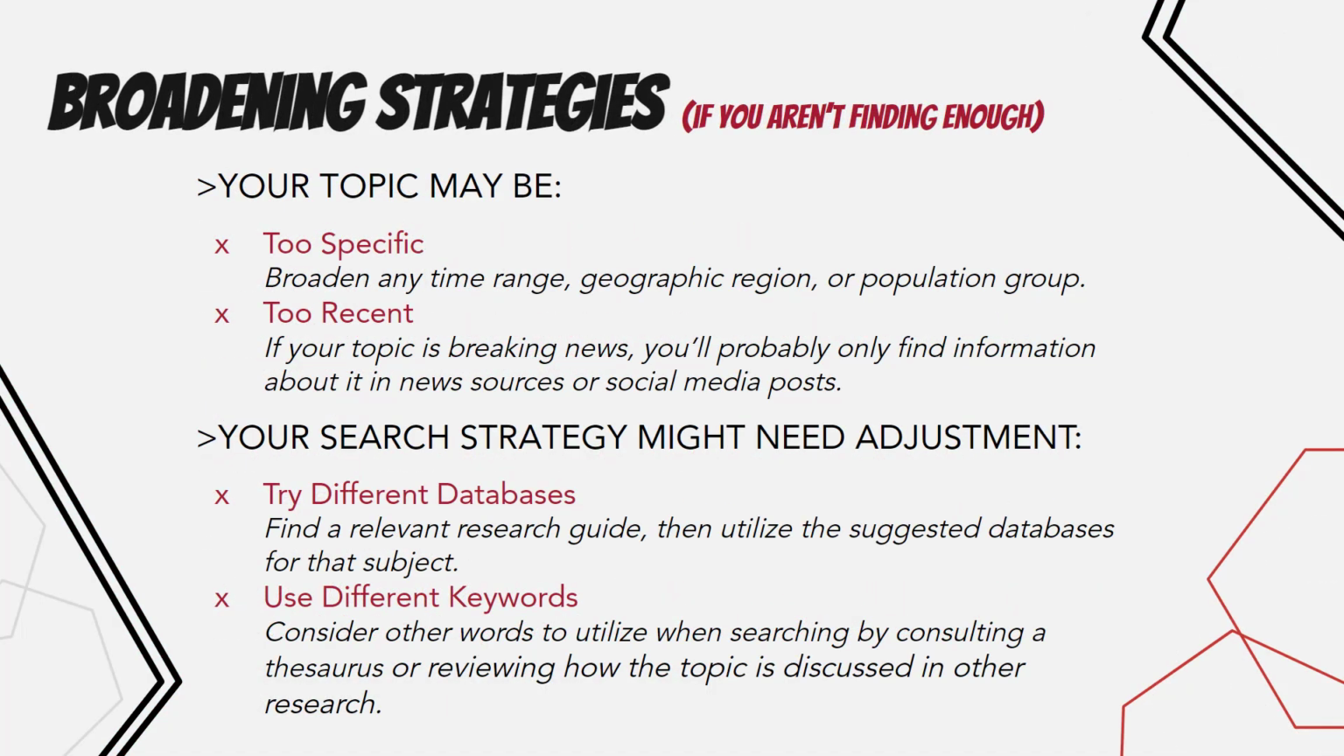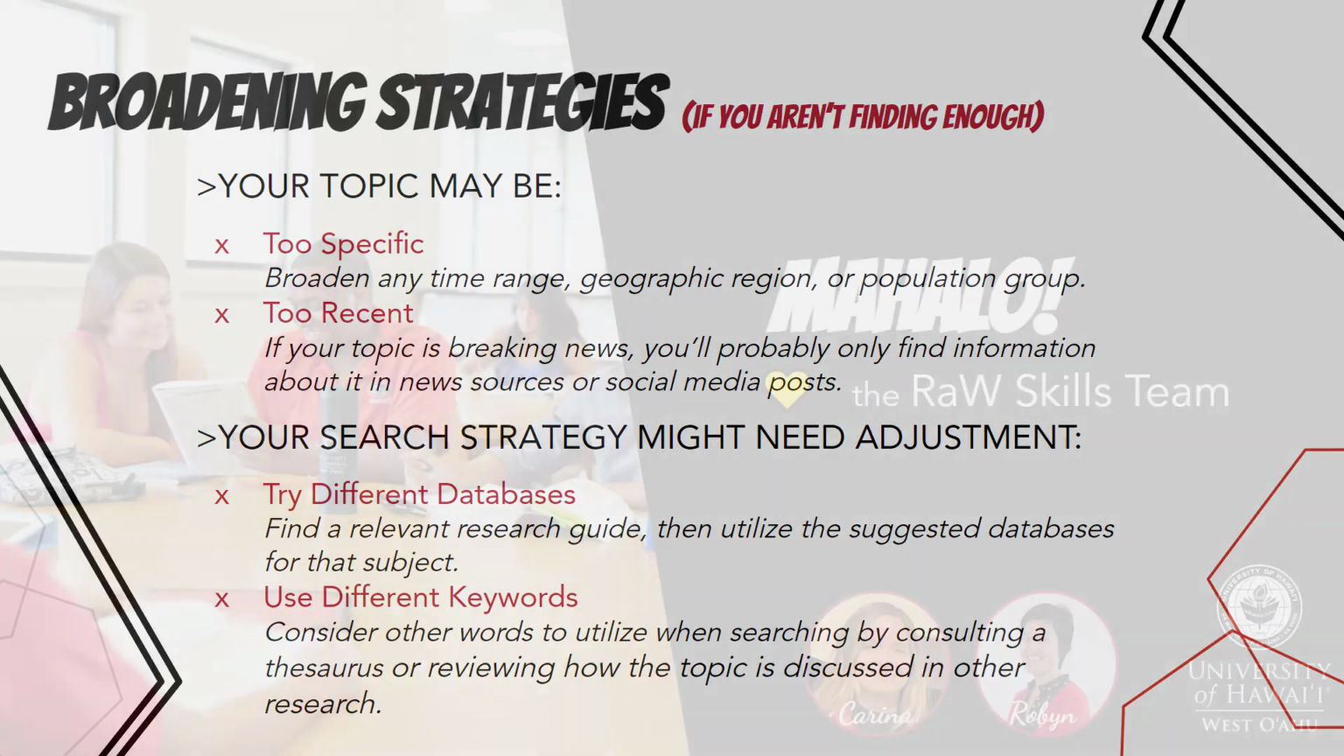On the flip side, if your topic is too narrow, you can broaden it by examining whether it's too specific or recent. If it's too specific, start by broadening any time range or geographic location or population group. If your topic is really recent, you'll likely only find news articles and blog posts about it, so you may need to consider changing your topic to something that has been more extensively researched. You might also want to reflect on your search strategy and try different databases or use different keywords. Of course, you are always encouraged to reach out to a reference librarian if you need assistance.